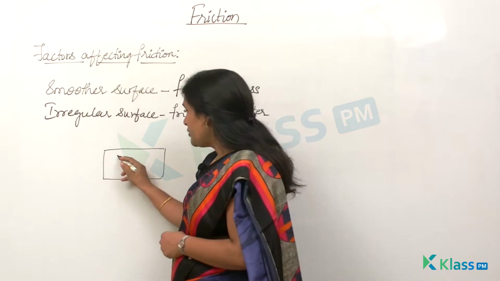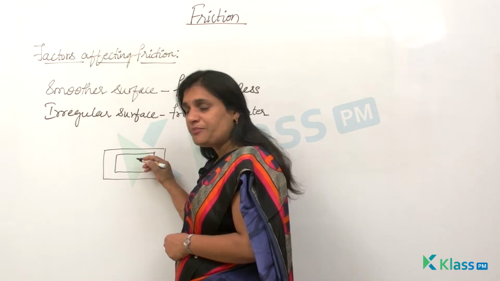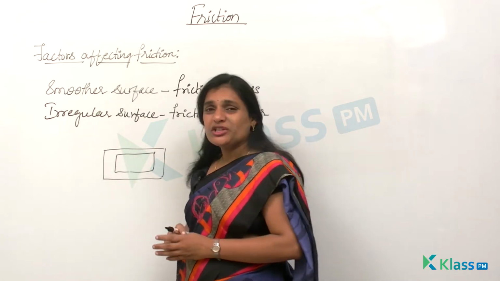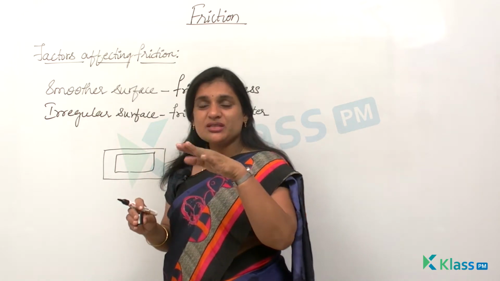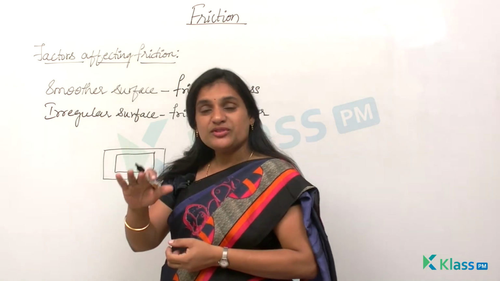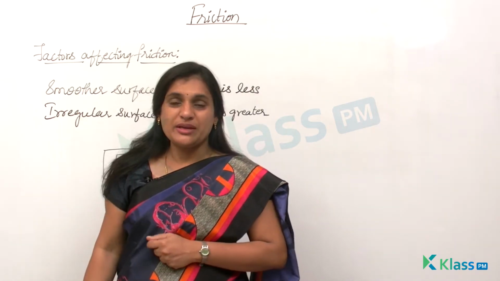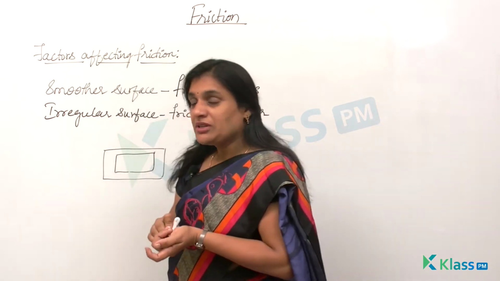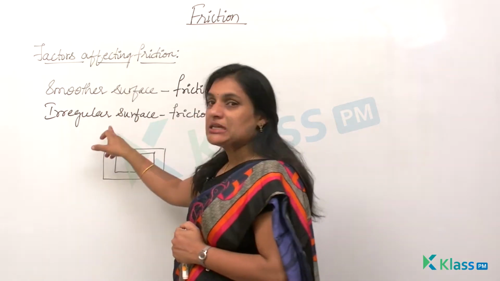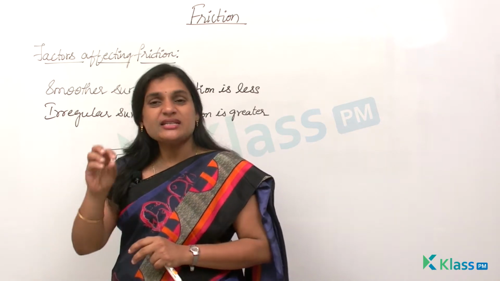At the same time, when you cover this smooth surface of the table using a cloth and try to slide down the pencil again, you see that it travels to a certain distance and stops. So when there is an irregular surface, the friction will be greater. That means you need to apply a lot of force. And when the surface is smooth, a little force can also make things move. That's the reason friction is less in case of a smoother surface and greater in case of an irregular surface.